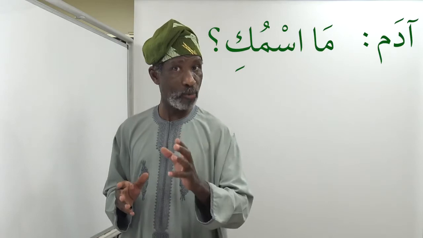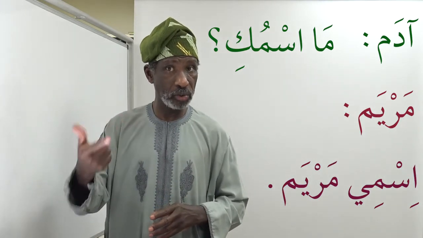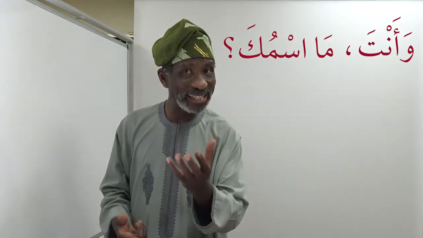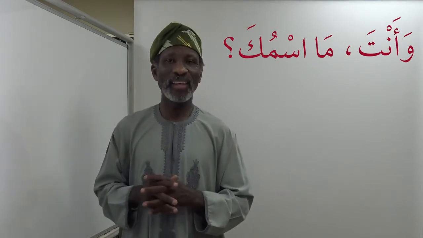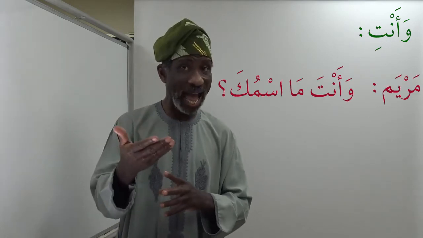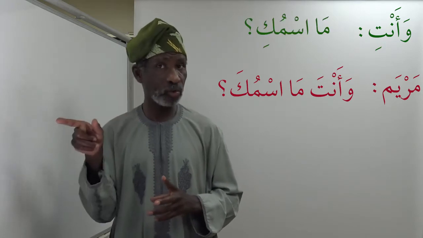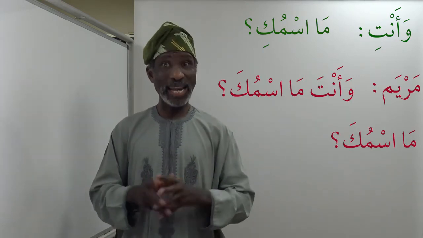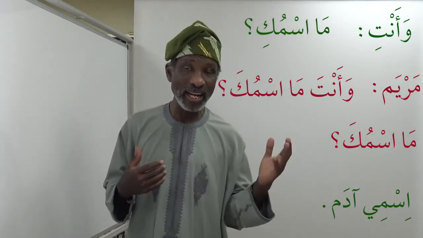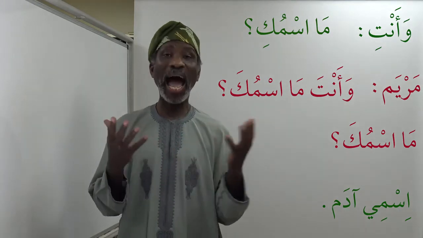So, Adam said, Masmuki, and Maryam replied, Ismi Maryam. Then Maryam continued and said, Wa anta. Wa means and, anta means you, addressing a male. If you are speaking to a female singular, you say, Wa anti. So Maryam said to Adam, Wa anta, and you, masmuka, what's your name? Remember, Adam said masmuki to Maryam. Now Maryam is saying to Adam, masmuka. And Adam replied, Ismi Adam, just exactly as Maryam said, Ismi Maryam.